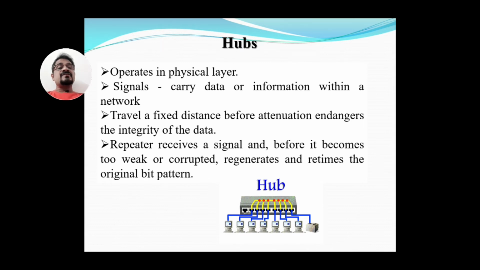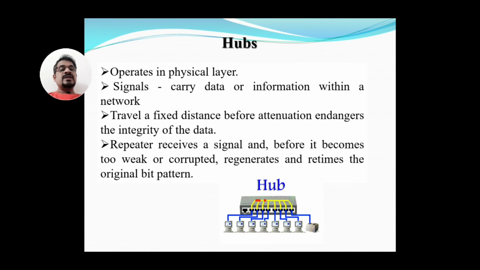A repeater receives a signal before it becomes too weak, before it gets attenuated to the next level or corrupted, regenerates it into its original form and retimes the original bit pattern. For every fixed distance interval, we place a repeater, which regenerates the signal strength and retimes it, so that the signal bits can travel a longer distance. In the diagram below, you can see how the hub is working.